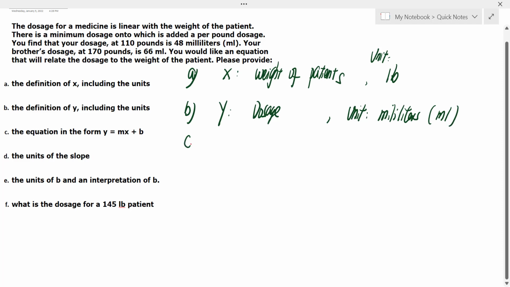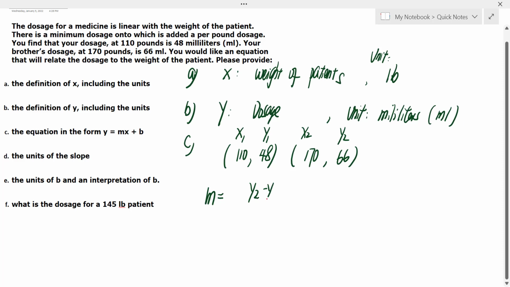And part C is finding the equation in the form y equals mx plus b. So we are given two ordered pairs here. The first ordered pair is a 110-pound patient, dosage 48 milliliters. The other condition is a 170-pound patient and dosage 66 milliliters. Now we are actually given two ordered pairs. So based on those, you label this x1, y1, and this x2, y2. And we can find the slope first. Slope is y2 minus y1 over x2 minus x1. So that's 66 minus 48 over 170 minus 110.